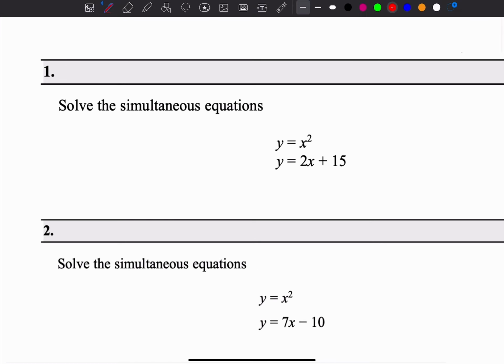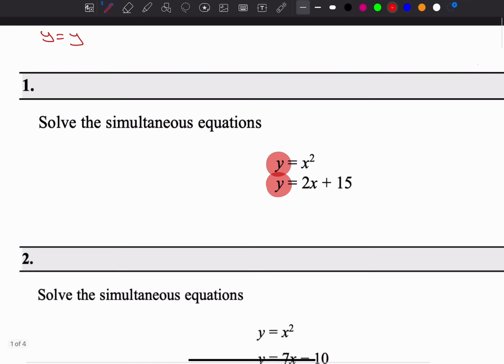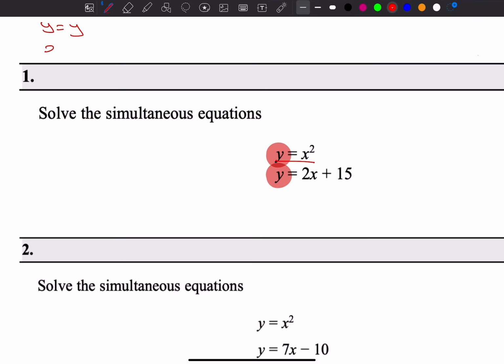So we're going to look through quadratic simultaneous equations today. On this one, you don't need to do substitution because it already says y equals and y equals. In this case, you can just put them equal. So y equals y. So I can say that one of the y here, which is this one, is x squared. X squared is equal to the other y, which is 2x plus 15.